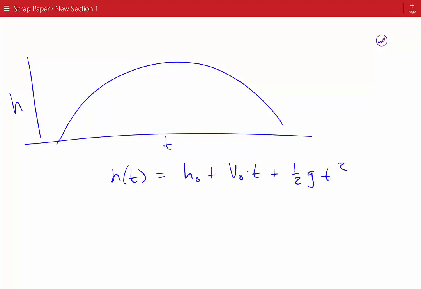So if you were to graph this, you'd get a parabola. As time goes on, the ball reaches some maximum height and then falls back down. It's a quadratic relationship, and this is the formula that we would use to model the height of the ball in terms of time.